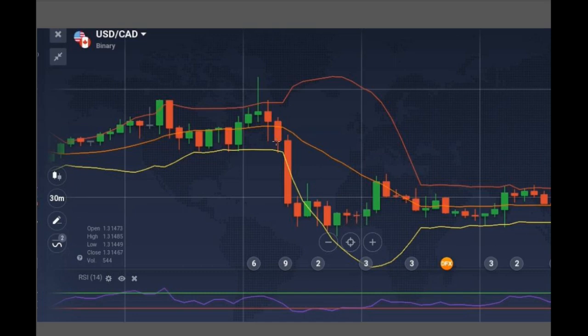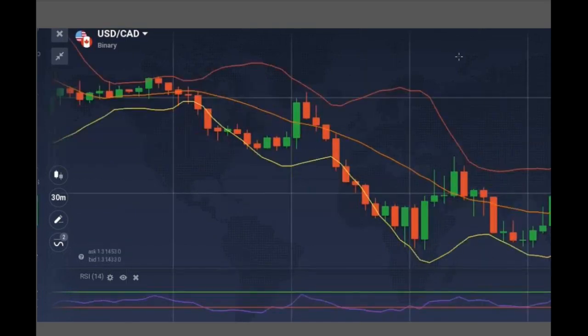So let's move on. Let's treat the second one, the USD CAD also. The USD CAD is a very nice currency pair, and is one of my favorites. The USD CAD and the AUD USD are two pairs that are fantastic. They are very good for binary options.